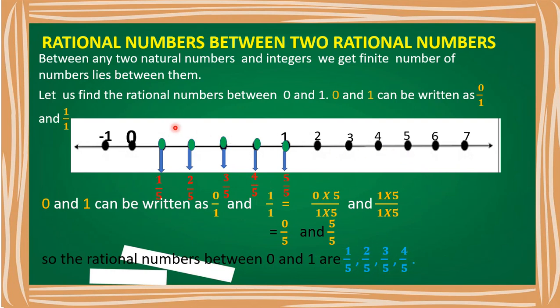Now here what we did: we took the given numbers and represented them as rational numbers by making the denominator 1 and then making the denominators the same. Any number we can multiply by. Here I am making the denominator 5, and by making it 5 we get 4 rational numbers between 0 and 1.